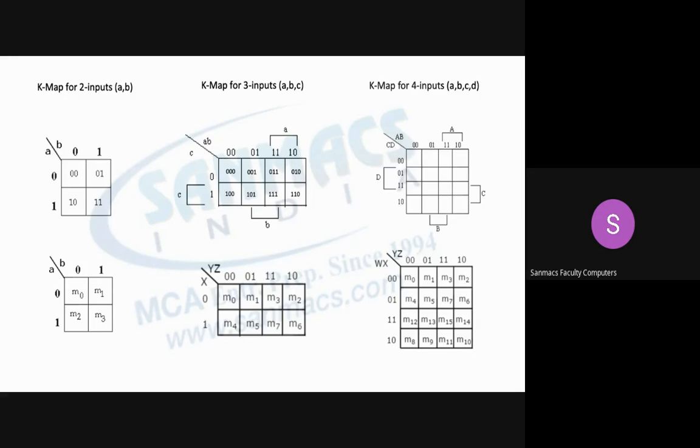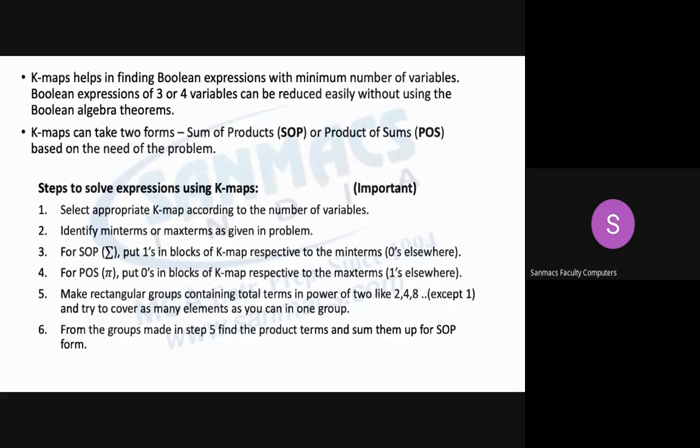Okay. So here we're just discussing the steps that we require for K-maps. First of all, K-maps help in finding Boolean expressions with a minimum number of variables, similar to what I said in the first slide of K-maps. Boolean expressions of 3 or 4 variables can be reduced easily without using any of the Boolean algebra theorems. Then K-map can take 2 forms. The first form is SOP, that's sum of products, and the second one is POS, that's product of sums, based on what is described in the problem.